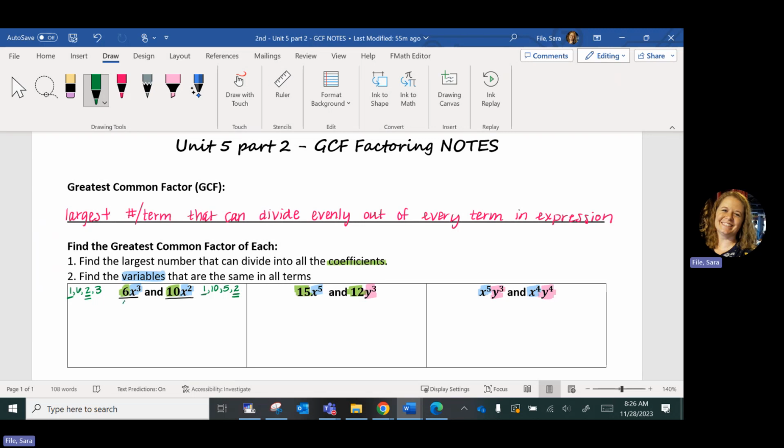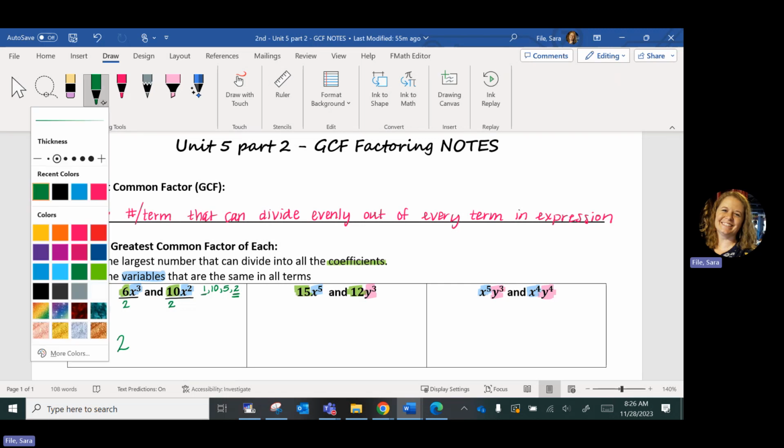So I'm dividing both of these by 2. Both of those can be divided by 2. That's what I want to show. If you don't need to show that, I'm just showing that's what we're asking ourselves. So 2 for the coefficients, because both of those can be divided by 2 evenly.